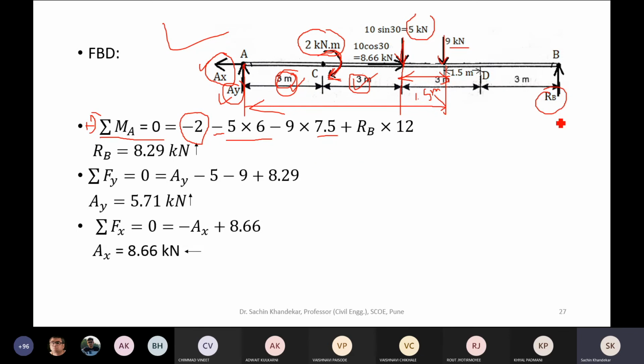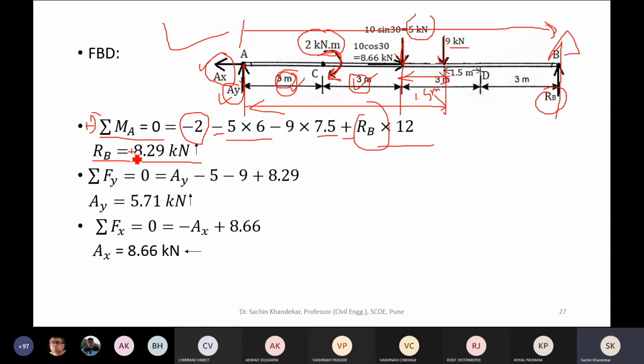Okay. The next is the moment of this RB about A. Now RB tends to rotate point A about in which direction? In anti-clockwise direction. So plus RB into perpendicular distance, which is nothing but this total span, which is 12 meter. So in this equation the only unknown is RB, and hence we got RB as plus.